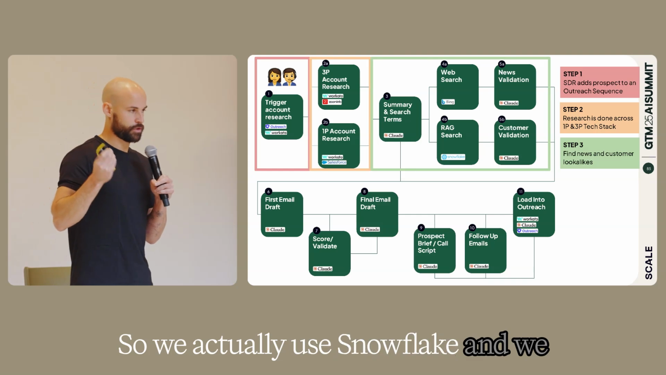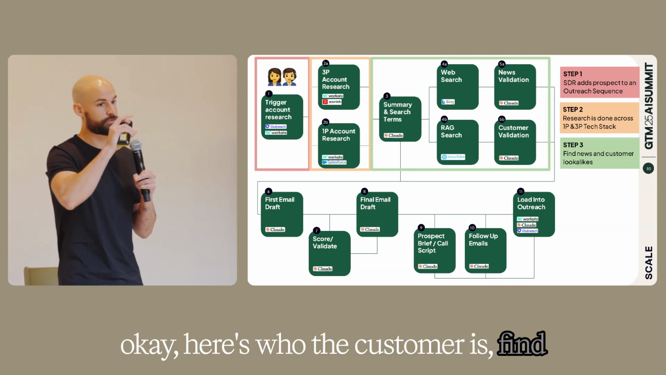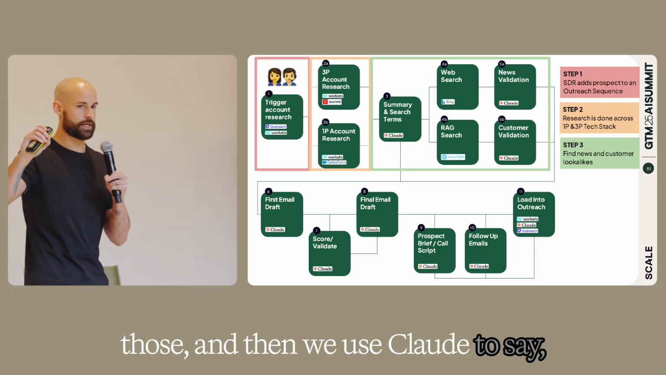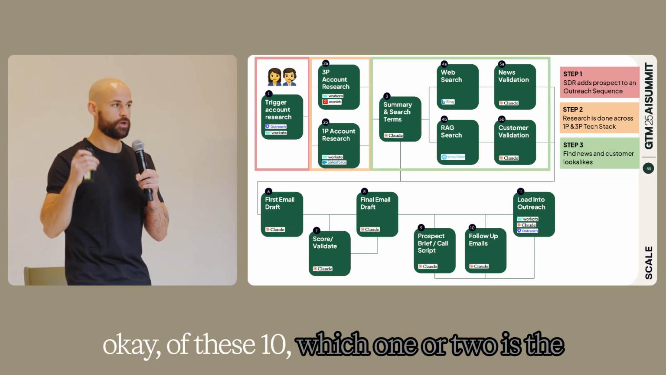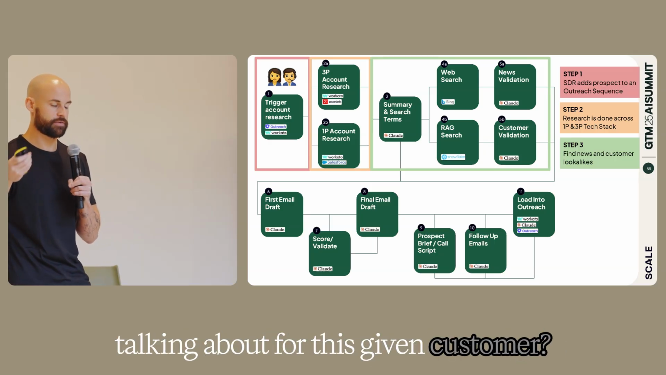So we actually use Snowflake and we use a RAG model to actually identify, okay, here's who the customer is, find customers that we work for, pull 10 of those, and then we use Claude to say, okay, of these 10, which 1 or 2 is the most relevant that we should actually be talking about for this given customer.